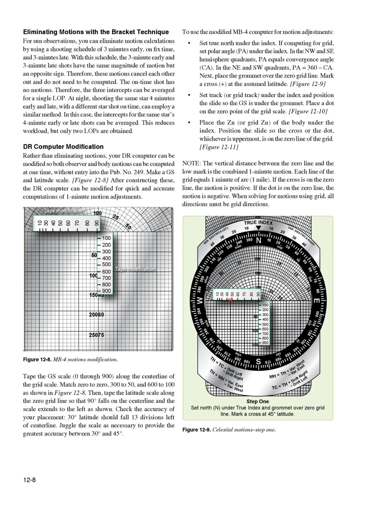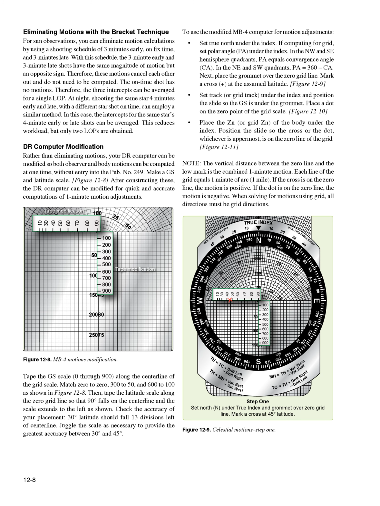Figure 12.9. Set the track, or grid track, under the index and position the slide so the Gs is under the grommet. Place a dot on the 0 point of the grid scale. Figure 12.10. Place the Zn, or grid Zn, of the body under the index. Position the slide so the cross or the dot, whichever is uppermost, is on the 0 line of the grid.